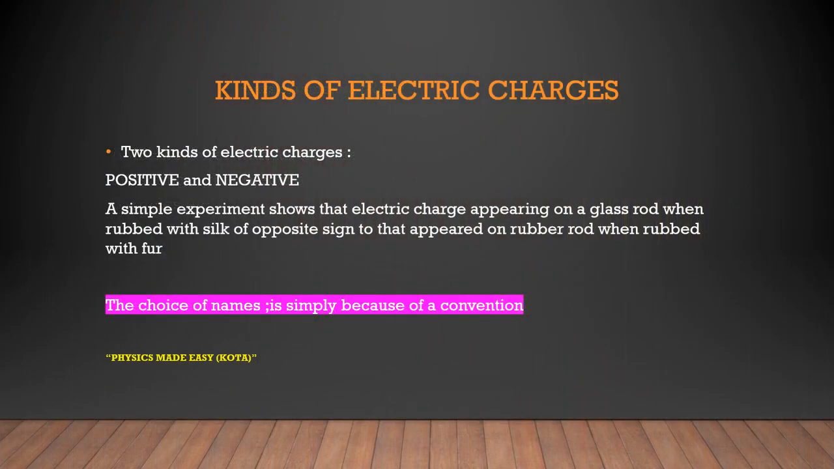The next topic is the kinds of electric charges. There are two kinds of electric charges that we can easily understand with the help of a small experiment. A small experiment shows that the electric charge appearing on a glass rod when rubbed with silk is of opposite sign to that appearing on a glass rod when rubbed with fur. So these opposite charges are named positive and negative. But this has to be kept in mind: the choice of names is simply because of convention.